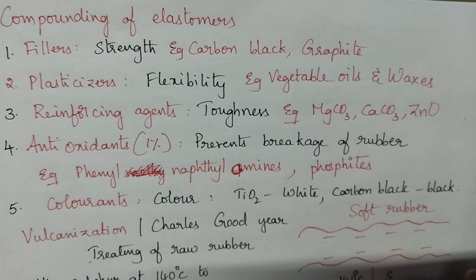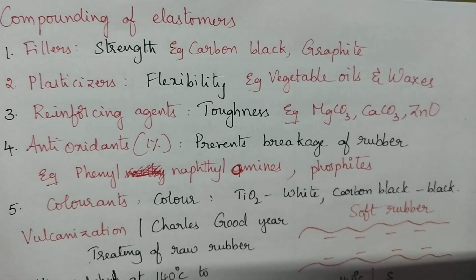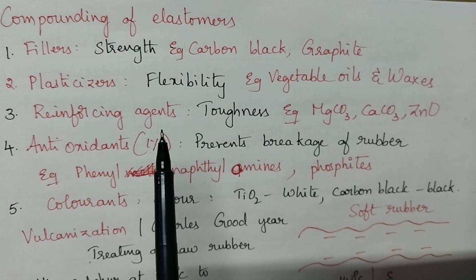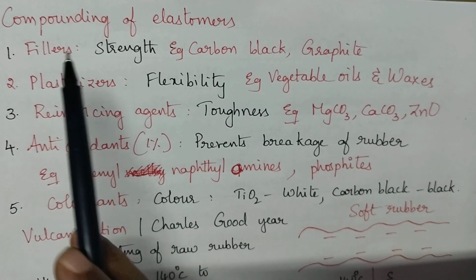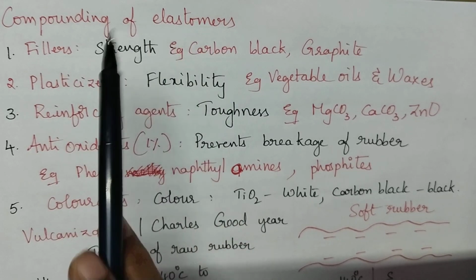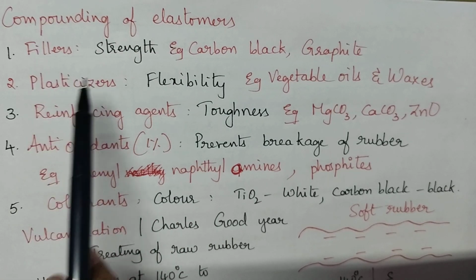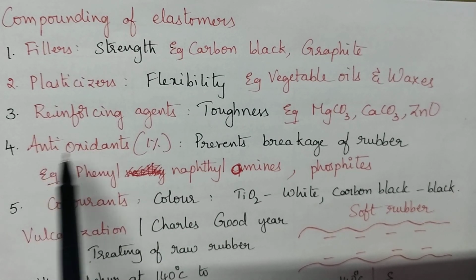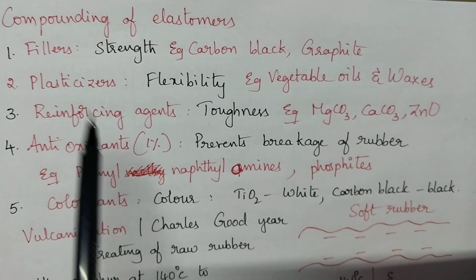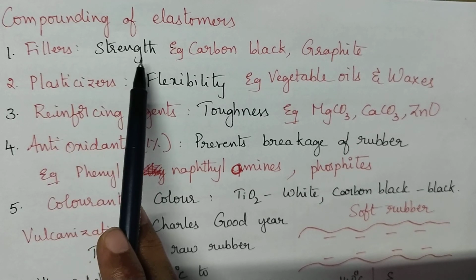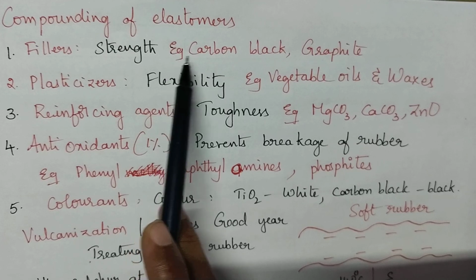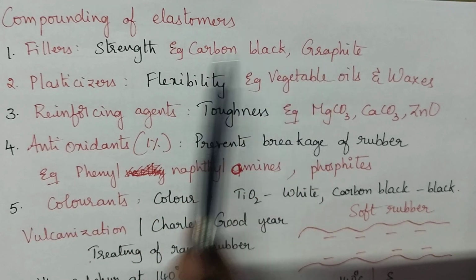rubber molecules. As with plastics, the raw rubber is also soft in nature. So the properties of raw rubber can be improved by compounding of elastomers. Compounding of elastomers includes the use of fillers, plasticizers, reinforcing agents, antioxidants and colorants. Coming to the fillers, they are mainly used to improve the strength of the elastomers. Good examples are carbon black and graphite.